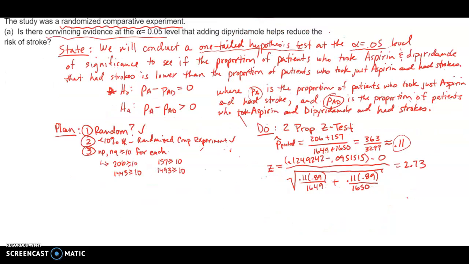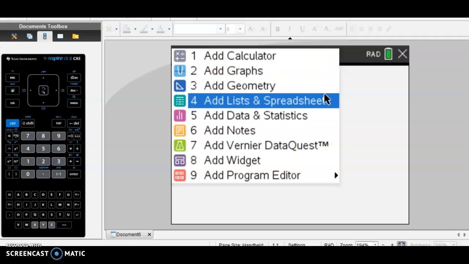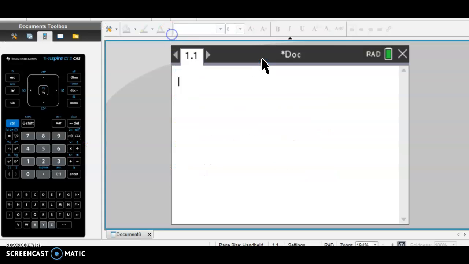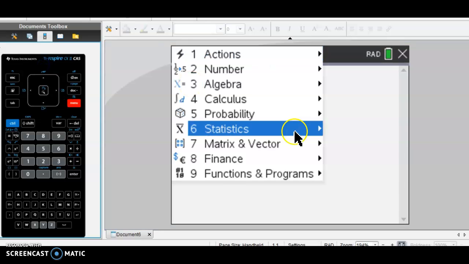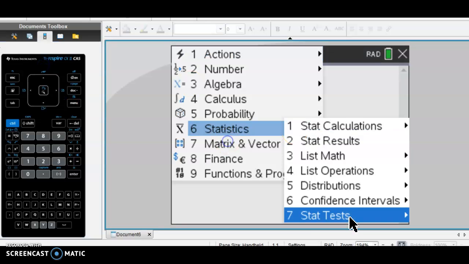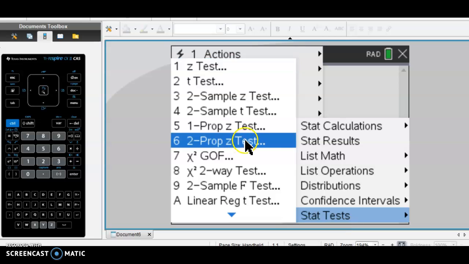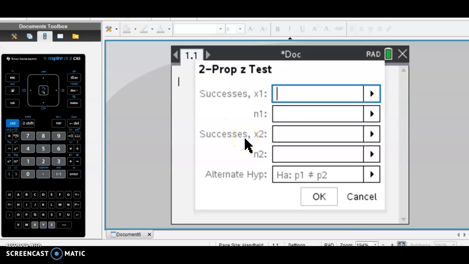All right, so what do we have left to do? Just under this do step, we just have to report the p-value. So it's time for the calc, and then everything's kind of downhill from here. So let's go over to the calc. We're going to go to Add Calculator. This is on the TI Inspire menu, Statistics, Stats Tests, and this is a two proportion z-test. And we just need to enter our information here. So I'll go ahead and do that.